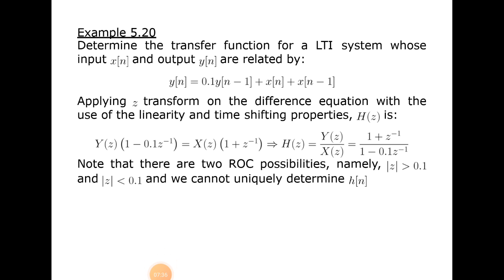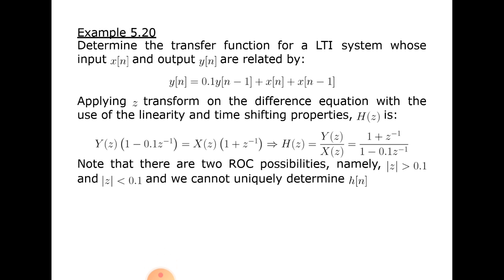Applying the z transform on the difference equation with the use of linearity and time shifting properties, H of z is Y of z into 1 minus 0.1 z power minus 1 equals X of z into 1 plus z power minus 1, which leads to H of z equals Y of z divided by X of z, which equals 1 plus z power minus 1 divided by 1 minus 0.1 into z power minus 1.